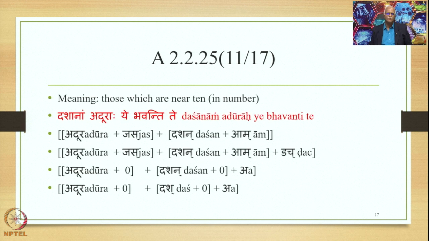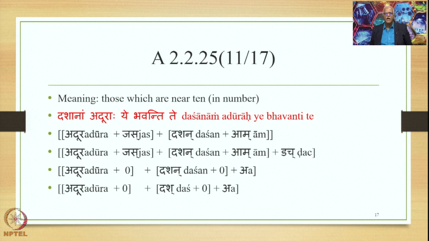Similarly, when we have to convey the meaning those which are near 10 in number, the alaukika vigraha could also be dashanam adūrāya bhavanti te. Now since in the sutra avyaya sanna dūrādhika sankhyāha, all of them are stated in prathama vibhakti, they get upasarjana saudhnya because of prathama nirdishtam samasa upasarjanam, and then they occupy the initial position of the samasa because of upasarjanam purvam. So we have adura plus chas plus dashan plus am.